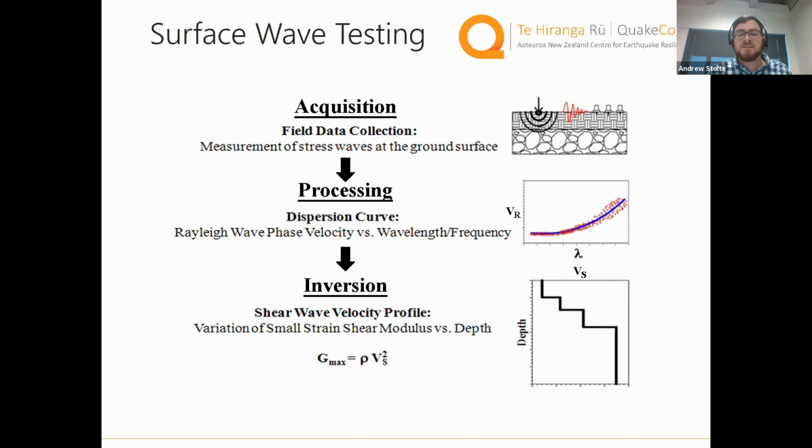And so the tricky part with surface wave testing is we need to take a theoretical ground model that we generate ourselves. We calculate a theoretical dispersion curve and fit it to our experimental data. And so we end up generating millions of ground models that might fit our experimental data, and we pick out the best ones. So when I talk about surface wave testing results, I'm going to show you a lot of shear wave velocity profiles that actually fit our experimental data.